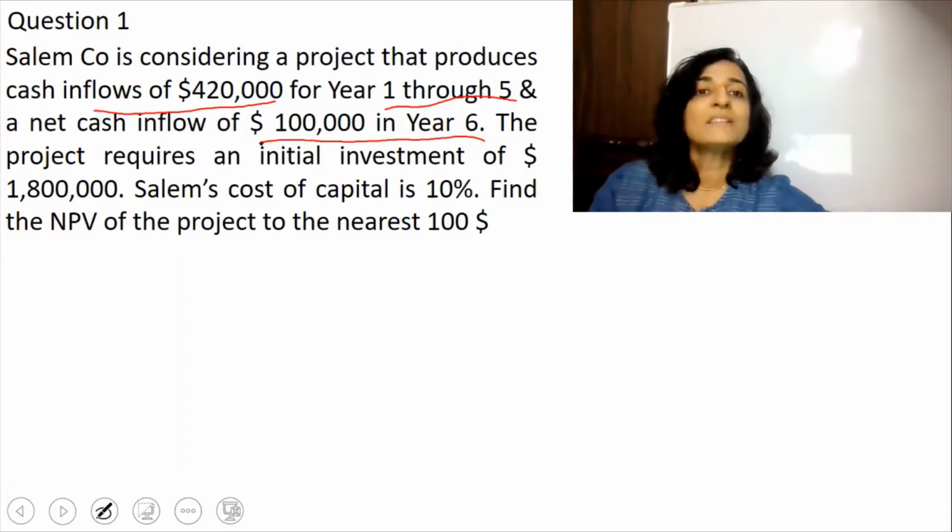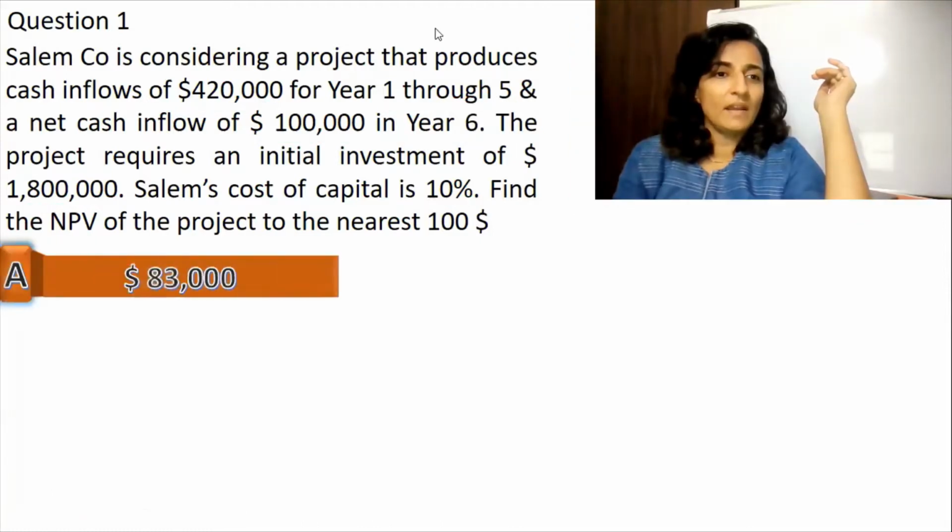The project requires an initial investment. Initial investment means cash outflow in year 0 of $1.8 million. Salem's cost of capital is 10%. Find the NPV of the project to the nearest $100.